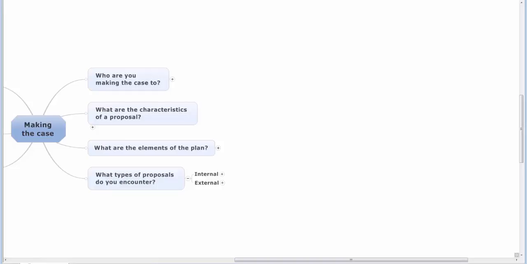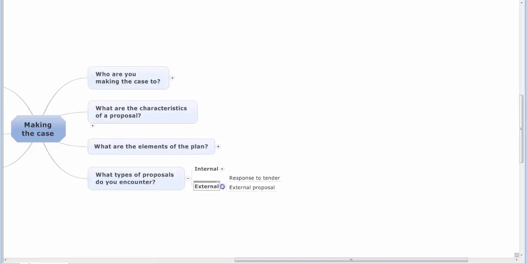You can encounter different types of proposal, and that kind of goes without saying. And these really come from internal and external directions, I suppose. So if we just take a quick look at the external first. In the external environment, you may have a response to a tender. So there is an e-tenders system within the EU and within Ireland where requests for services are put up. And then you could respond to that by making a case for that service.